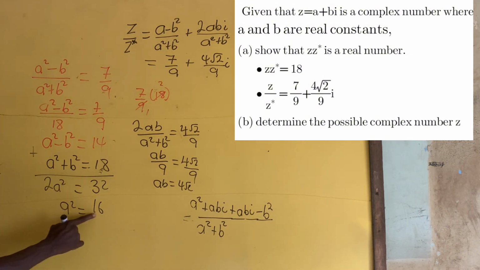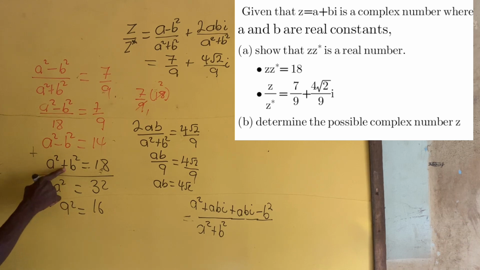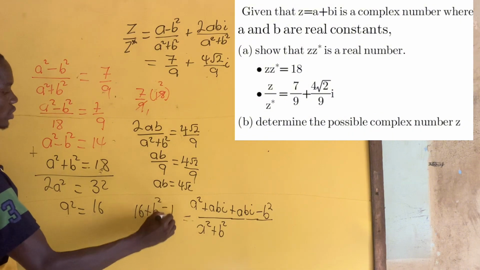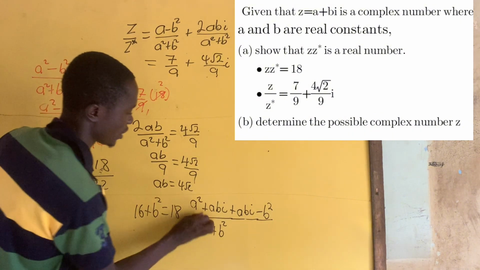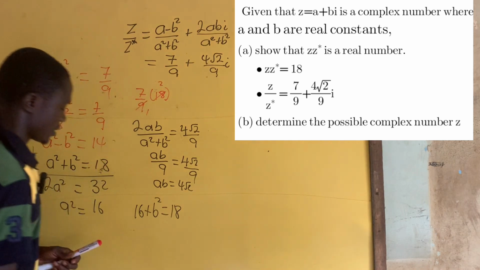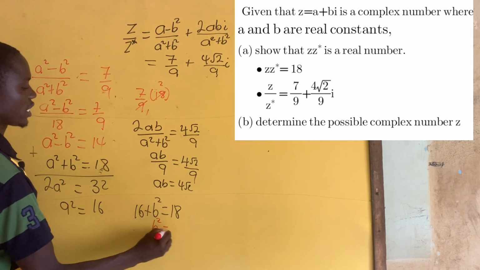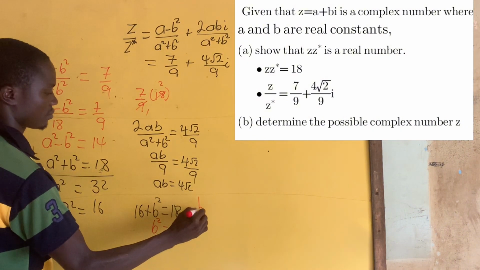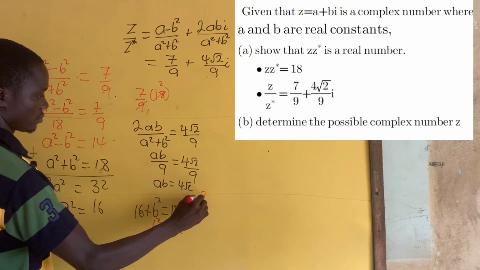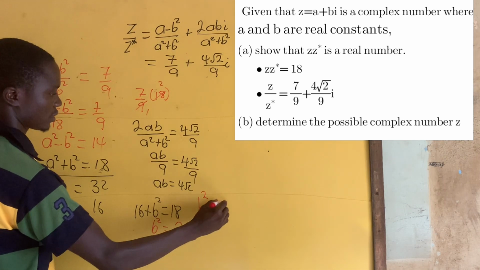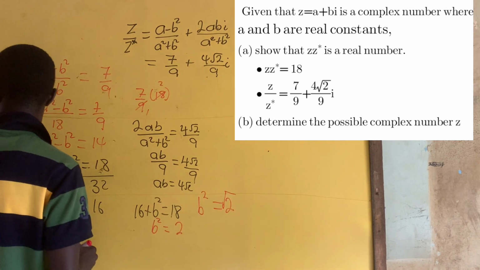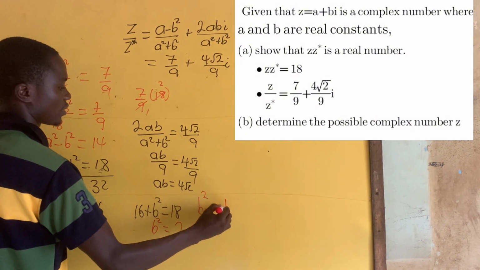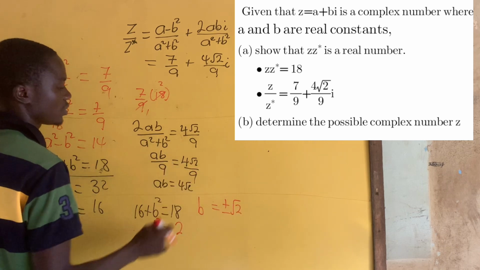So let us put this into this one, right? Okay. So we have 16 plus b squared equals 18. And we are good to go. This will give us b squared equals 2. 16 from 18 gives 2. And we have b squared equals 2. We take square root of this, but we have to bring plus or minus. Okay, so we have plus or minus root 2 equals b.